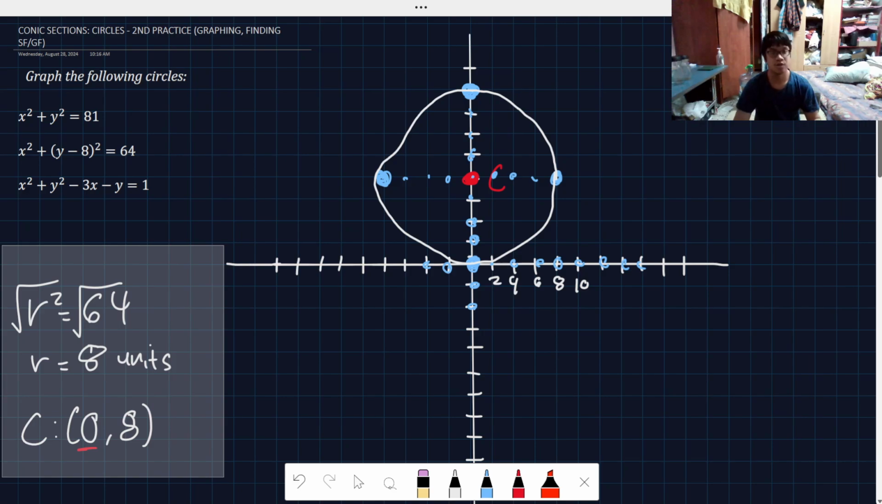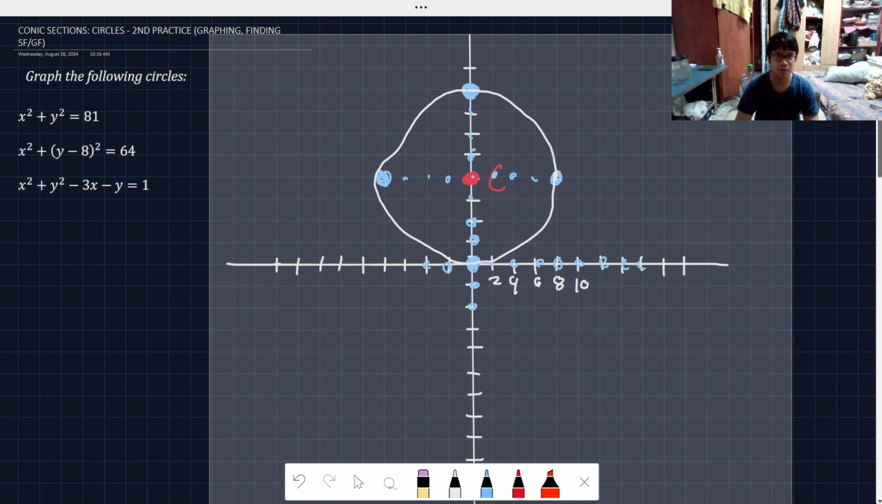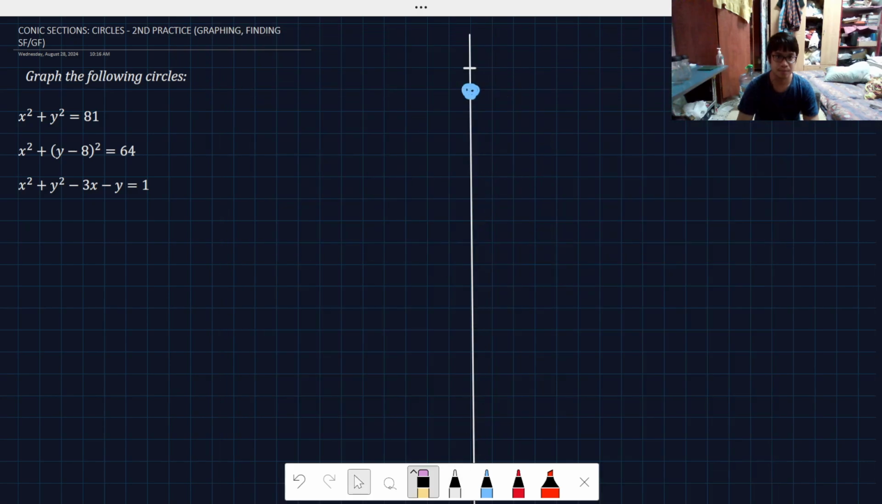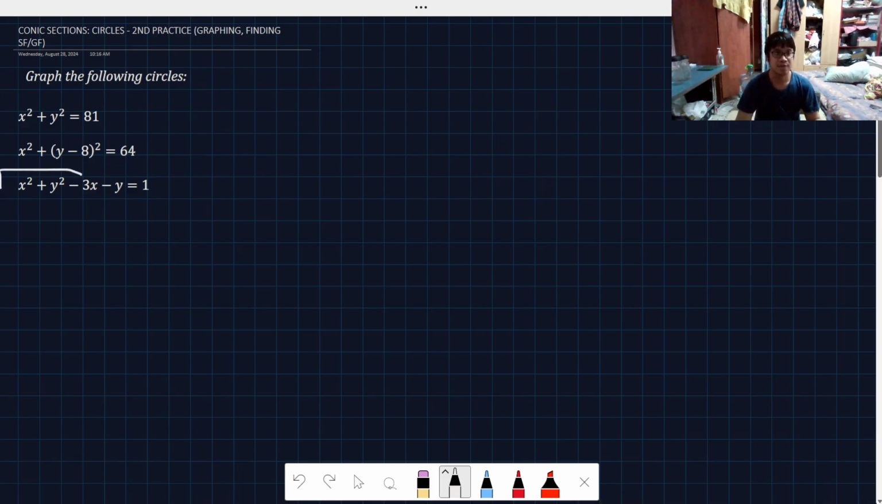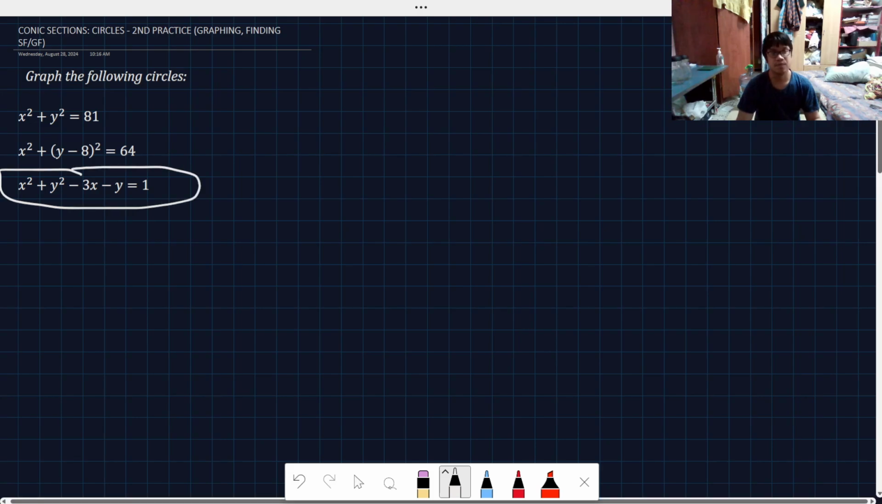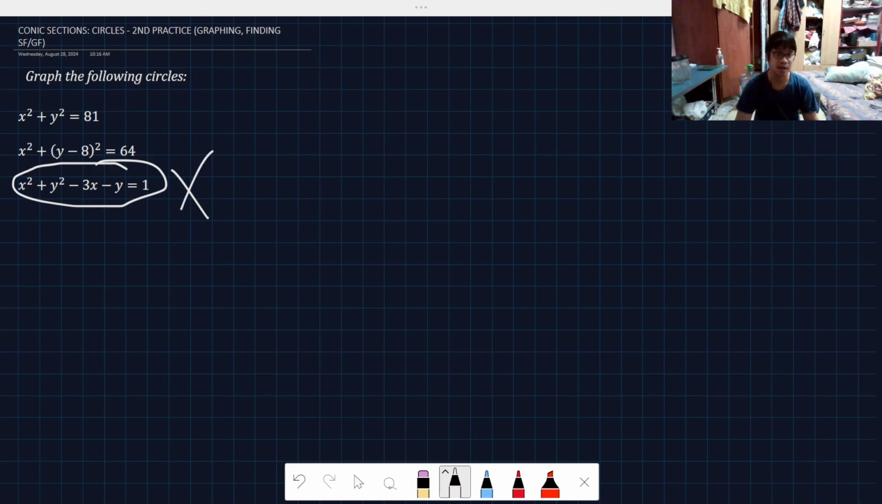So here, the last part is this one. Let me erase this one because I think graphing it might be complicated. I'll tell you why later. So now let's graph this circle. Number one, again, it should be in standard form. Is this in standard form? No, this is not in standard form.